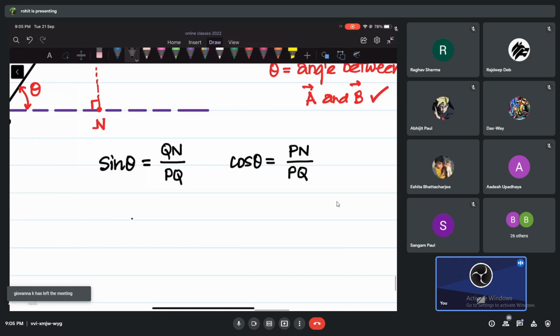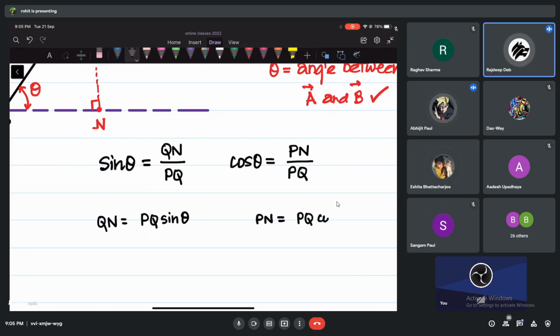You tell me what is QN from here, and what is PN from here. We've already got it. QN is how much from this formula? PQ sin theta. And what is PN from here? PQ cos theta. Okay, let's go back.